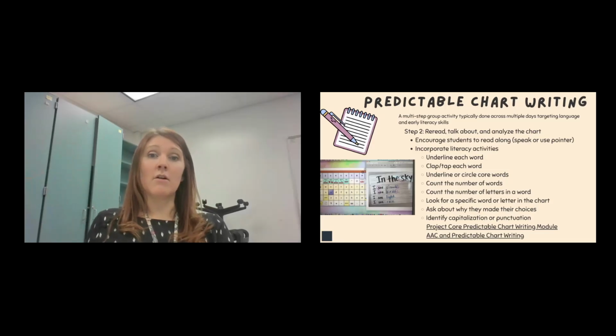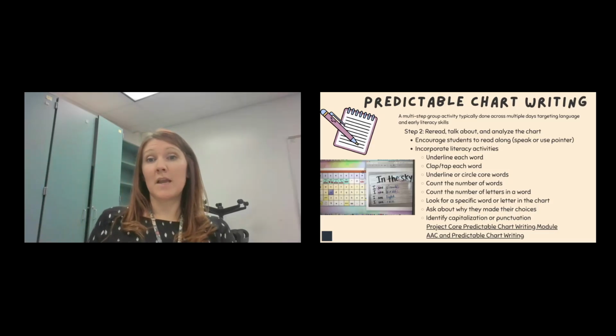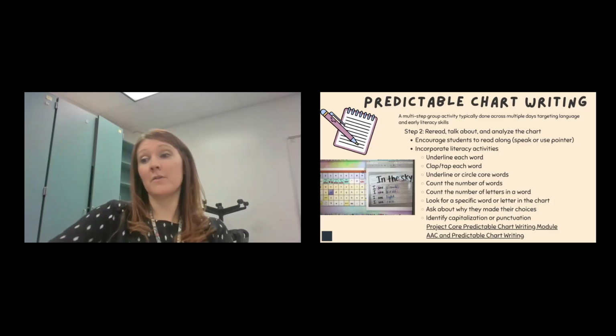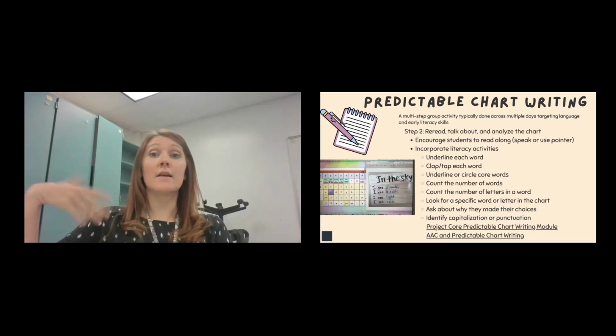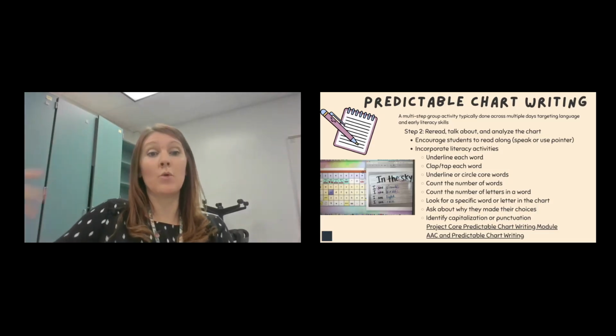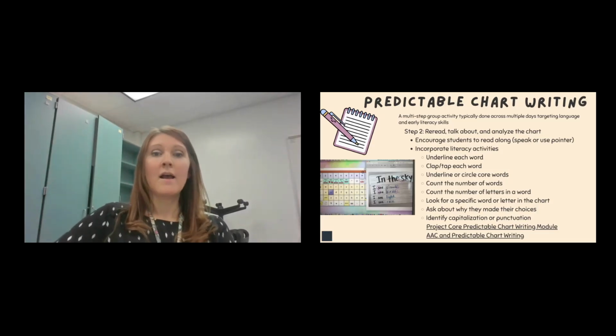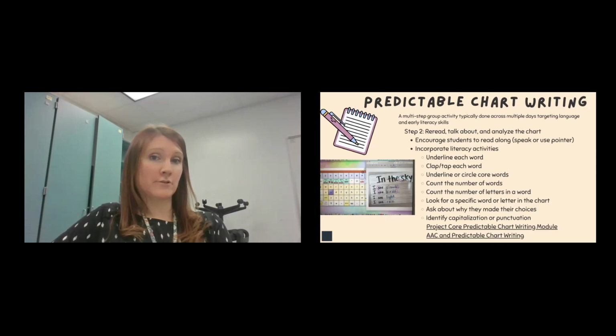Your students that maybe are not able to do that at this point in time could use a pointer to follow along with the words, but could participate in some way. You could put the chart in front of them and they could use their hand to touch the words. But each student is encouraged to read along in whatever way they're able to participate. And then you incorporate just typical literacy activities.